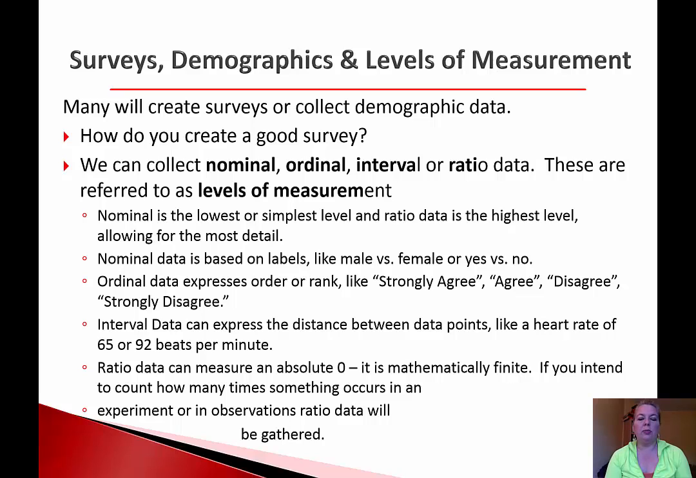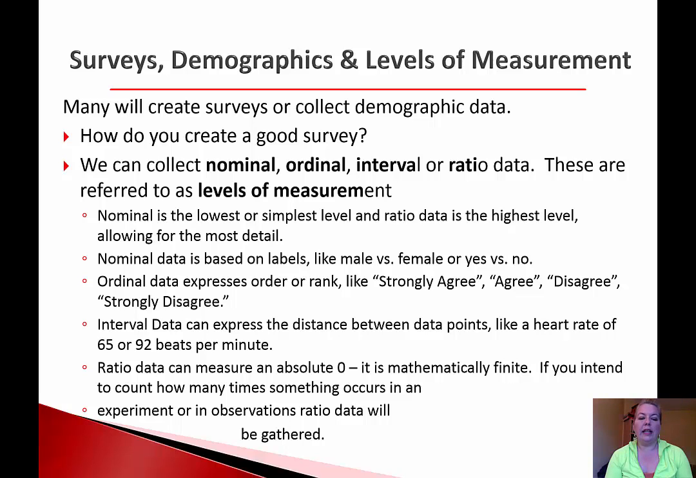Nominal is based on things like labels, male versus female if you ask sex, yes versus no if it's a yes or no question. Ordinal data expresses order or rank. So it's a label, but it's ranking. So strongly agree, agree, disagree, strongly disagree. Or prefer, strongly prefer, prefer, unsure, do not prefer, etc.